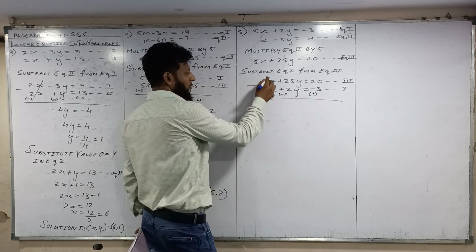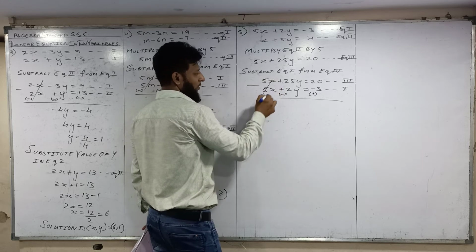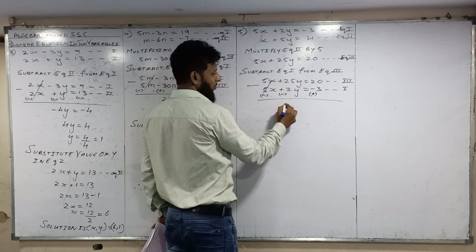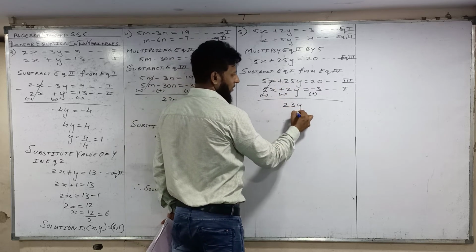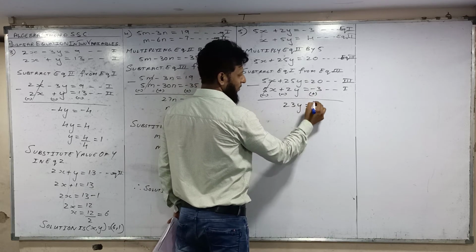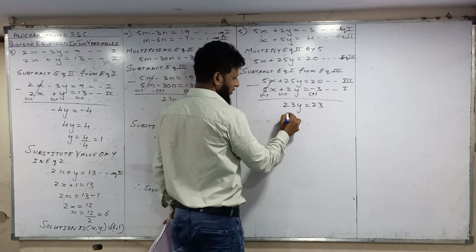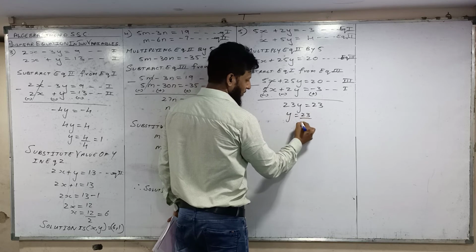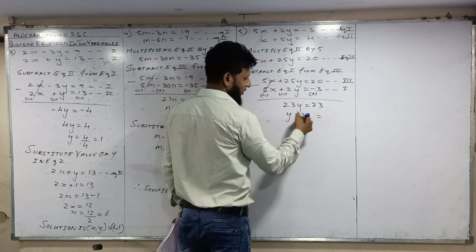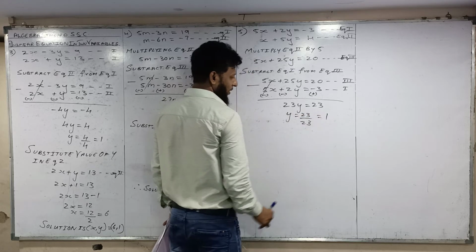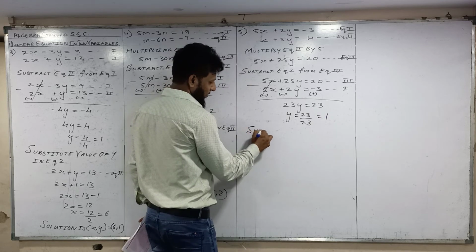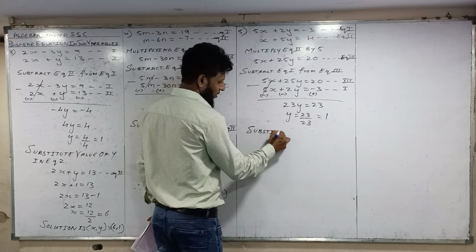So plus 5x minus 5x cancels. Then 25 minus 2 gives you 23y, and 20 plus 3 is 23. y is equal to 23 upon 23. Cancel it, 23 ones are 23, so y is 1. Substitute this value.